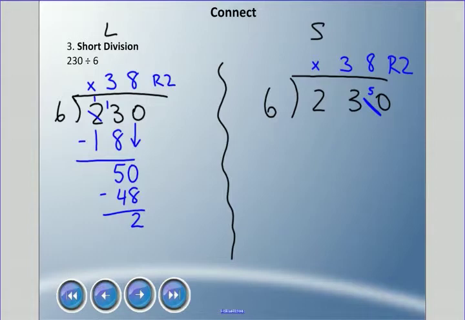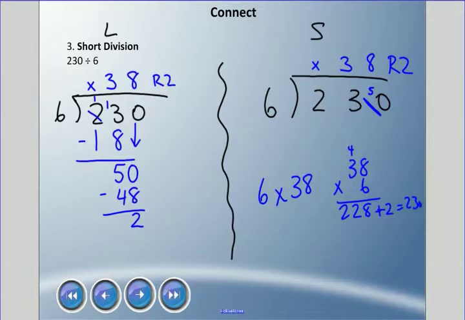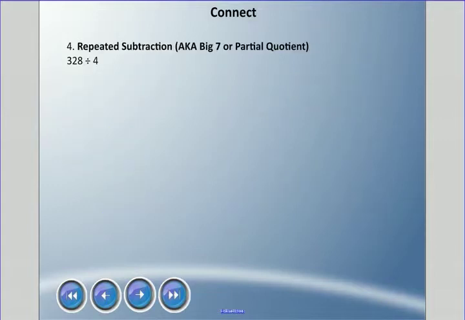And again, we can double check our answers here. So 6 times 38. Well, I'm going to write it this way. So that's 48. 6 times 3 is 18. Plus 4 is 22, 8. Plus that 2, remainder 2, is 230. So that is correct. Okay.